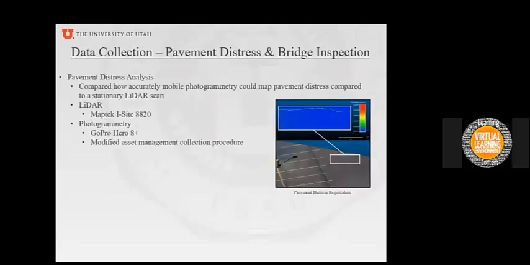So let's talk a little bit about our supplemental case studies, our pavement distress and bridge inspections. For our pavement distress analysis, we compared how accurately mobile photogrammetry could map pavement distress compared to a stationary LiDAR scan. For the LiDAR scan, we used the same MapTech laser scanner. And for photogrammetry, we used the same GoPro Hero 8 Plus with modified asset management collection procedures.